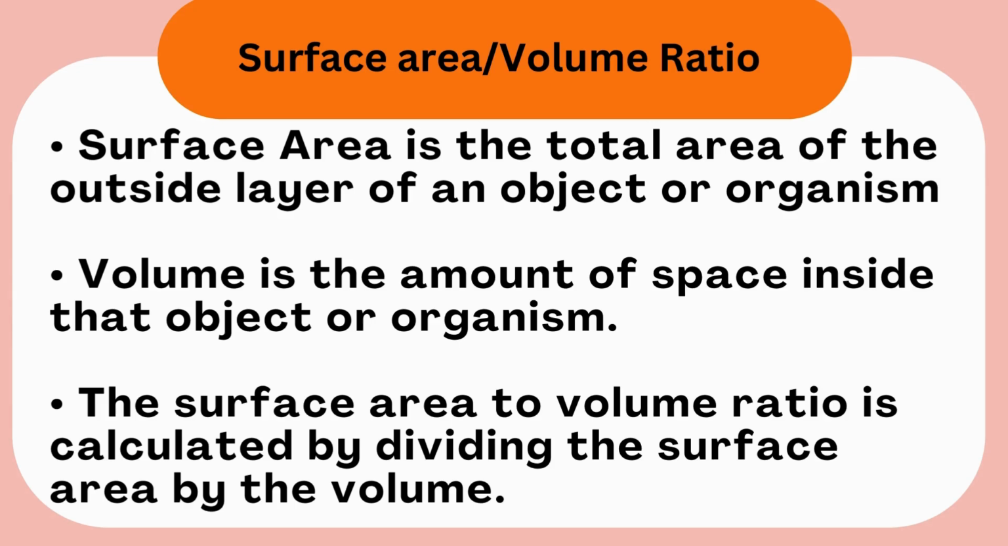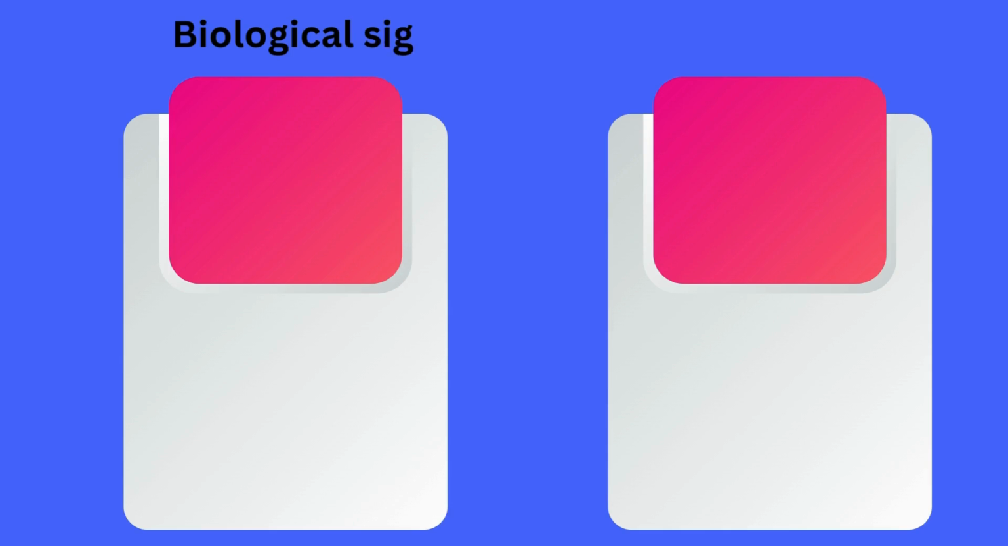While surface area is the total area of the outside layer of an organism, the volume is the amount of space inside that organism. The surface area to volume ratio is calculated by dividing the surface area by the volume of the organism. Now, what is the biological significance of surface area to volume ratio?